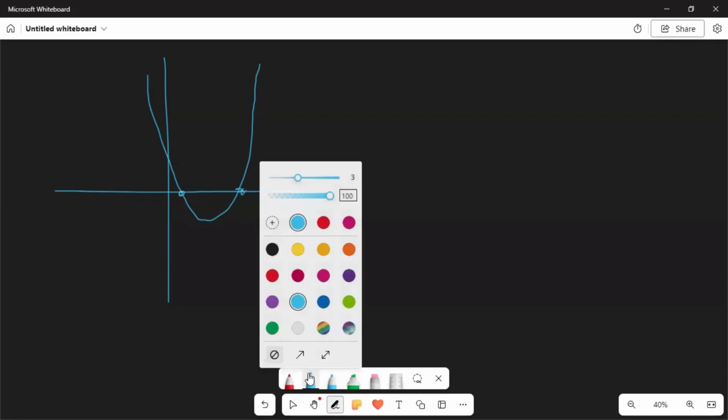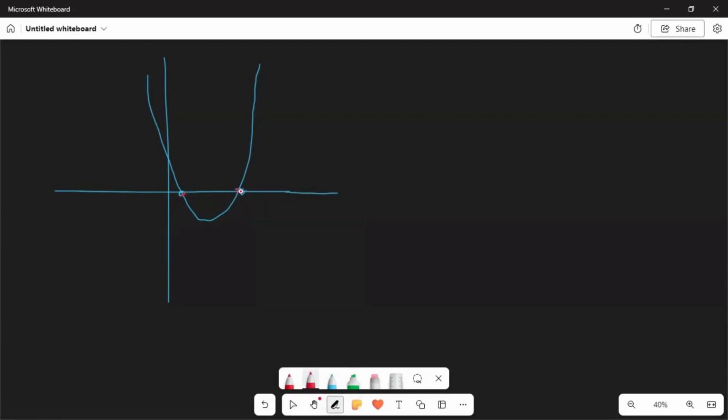So if I have a parabola, for example, and it looked like this, the x-intercepts, because there are two, would be here and here. That's what the x-intercept is. It's the point where the graph touches the x-axis. As we notice here, when the graph touches the x-axis, the y value is zero.